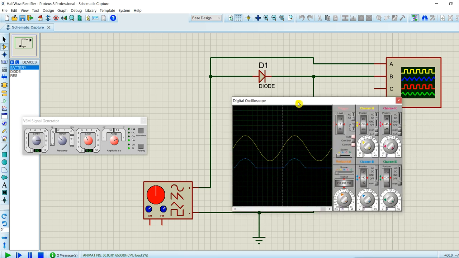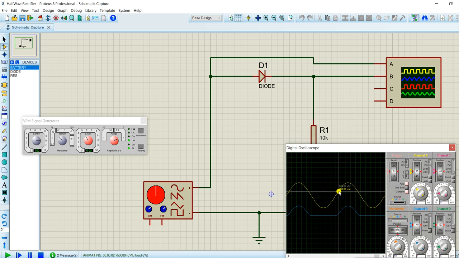Now we can see here this yellow is our input because it is at channel A, and this is our output, which is on channel B. So this blue is our output and this yellow is our input. We can change the signal also. This is the sine wave, and this is our triangular wave, where we can see that only this portion is getting in the output, the rest of this portion is always 0, we can't get output here.